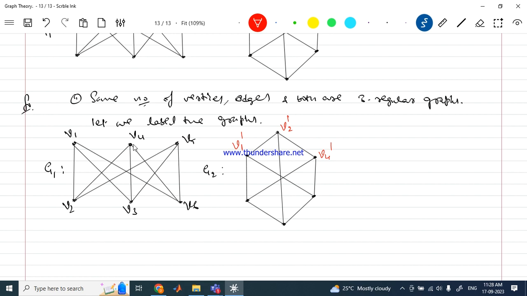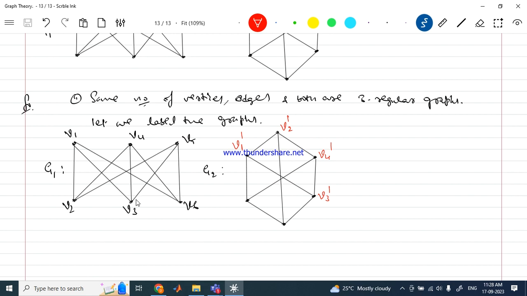V3. So V4 dash is adjacent to V3. I just write it. Okay, we can mark it here itself, but yeah, V3 dash. And now when I'm doing this, I need to take care of the other part as well. So V3 dash is adjacent to V1 dash. Is it true? Yes, V3 dash is adjacent to V1 dash. Yeah, that's good, but it's not an issue then.